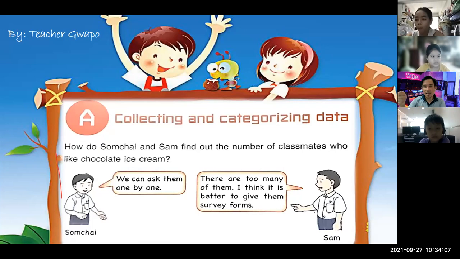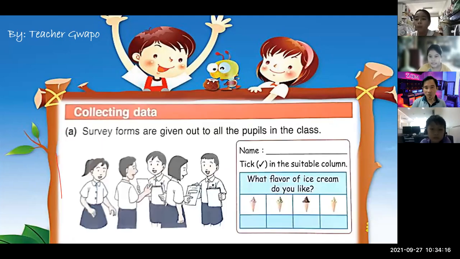Do you like chocolate ice cream? Do you like strawberry ice cream? Do you like green tea ice cream? Something like that. So here they give the form. Okay, this is for you, this is for you. If you like strawberry, tick strawberry. If you like chocolate, tick chocolate. If you like green tea ice cream, tick green tea ice cream. Or mango ice cream, just tick mango ice cream.